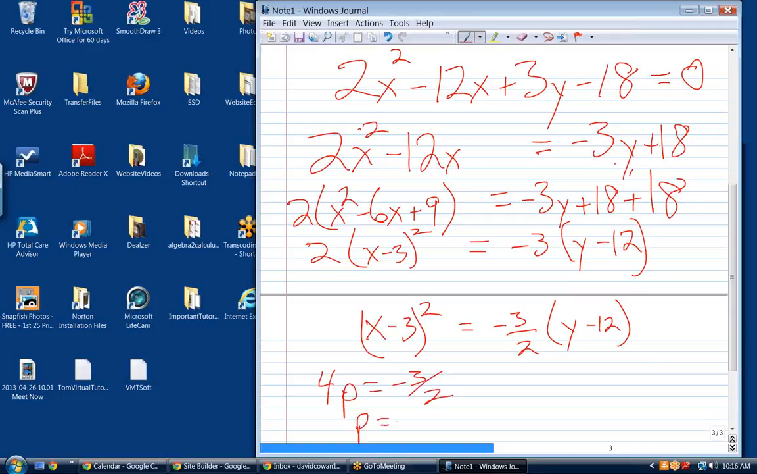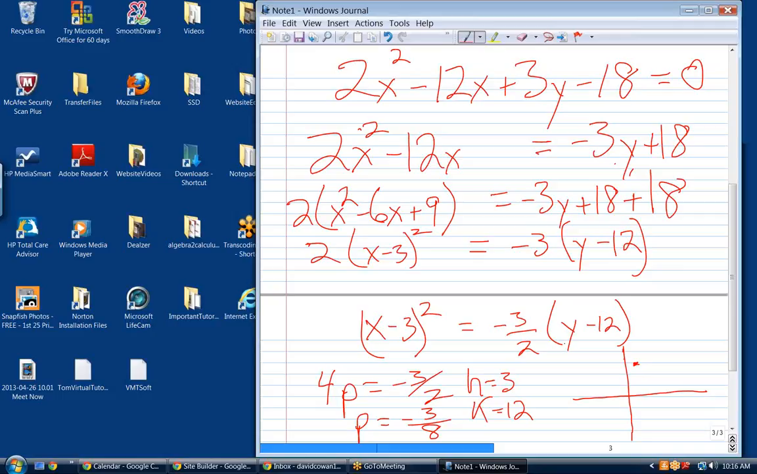So p equals minus 3/8. And h is equal to 3. And k is equal to 12. So now we can graph it. The vertex is 3, 12. Up or down? Let's see, I think it goes down? Yeah, because of the negative sign.